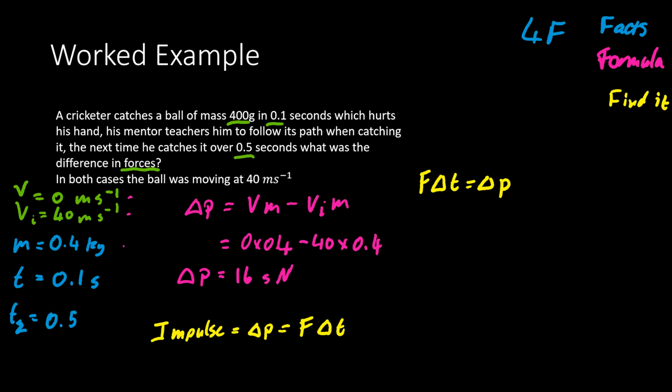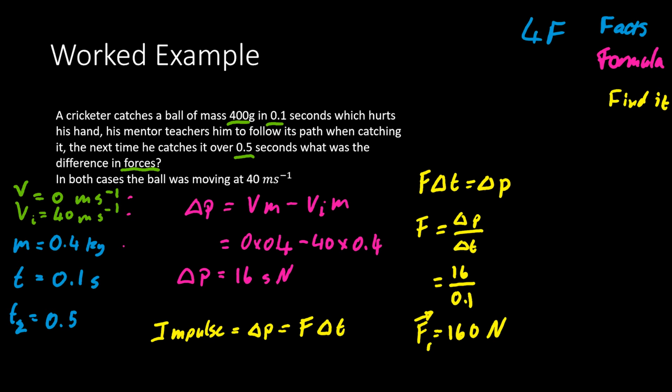We want to know what the force is because we know what the time is. So force is equal to, in this situation, our delta P over delta T, which in this case is going to be equal to 16 divided by 0.1. Okay? 16 divided by 0.1 equal to 160 newtons. Okay? Because we've cancelled out the seconds here. So the force on poor Joe Bloggs's hands here for the first situation is 160 newtons, quite a lot.